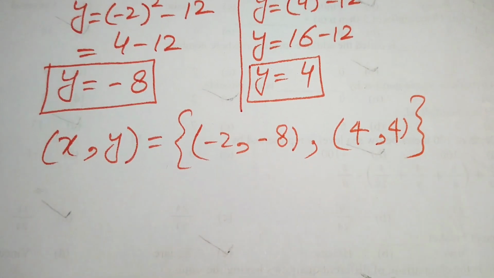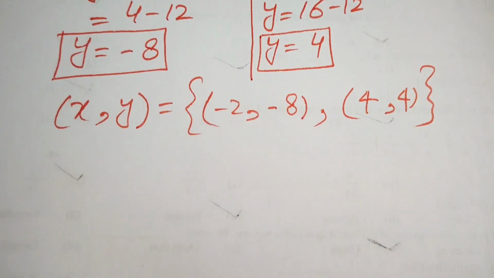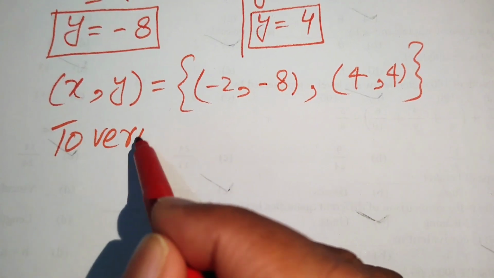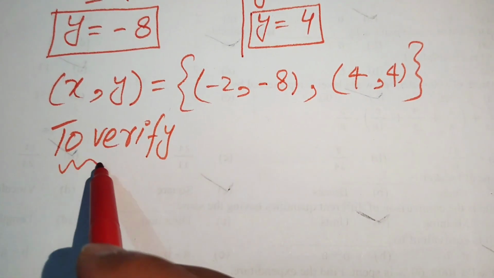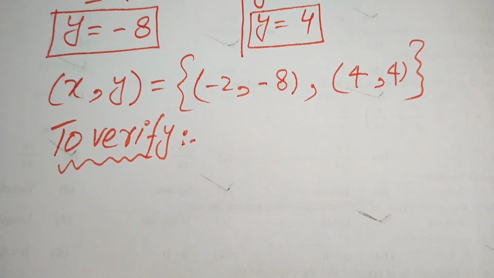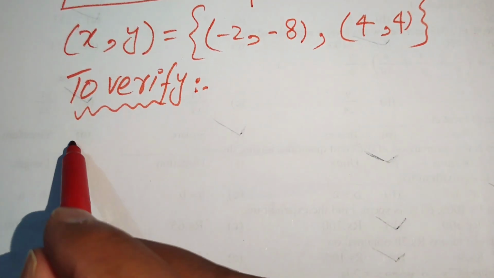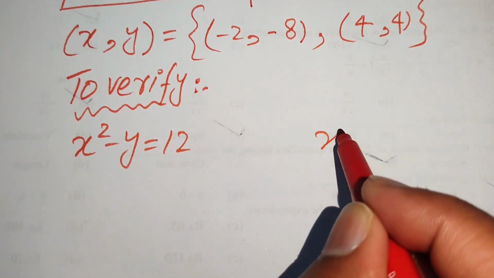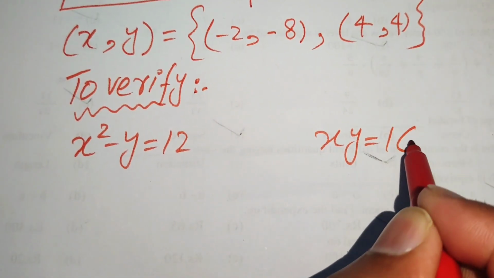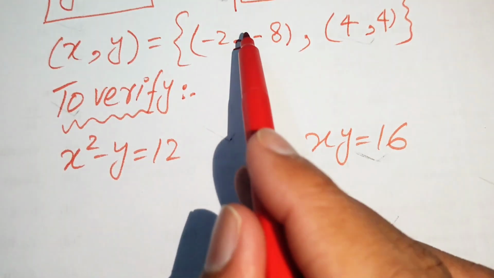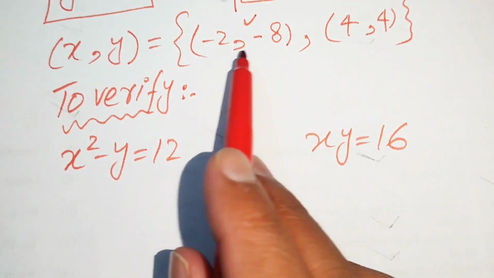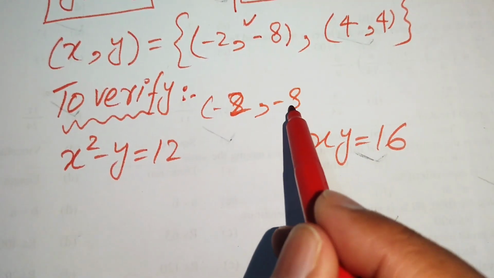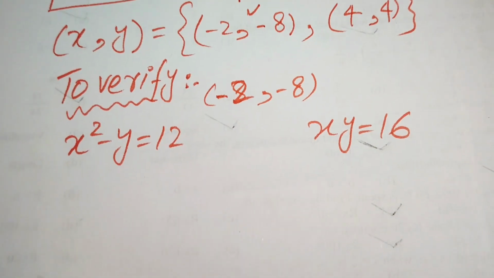So we have these two solutions of the given equation, and now it is time to verify these two solutions. Do these two solutions satisfy our given equation or not? So now we copy down the given question statement. It is x square minus y equals 12 and xy equals 16. So now first we verify our first solution. It is -2 and -8.